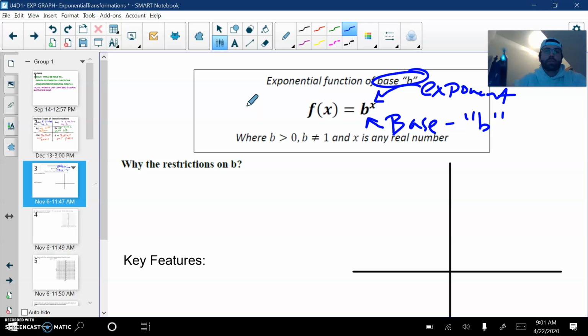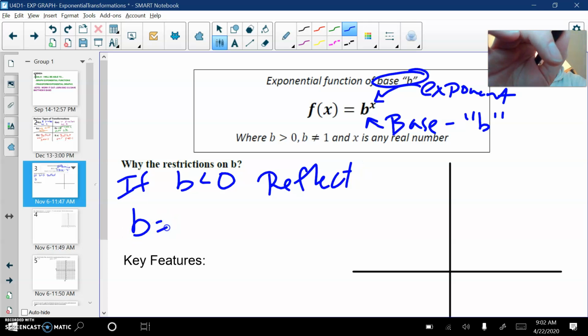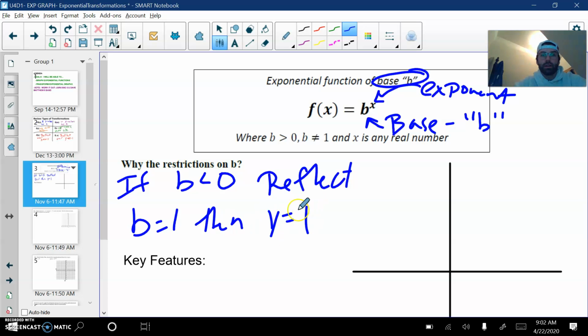All right. So why the restrictions on b? Well, if b is less than 0, if it's a negative number, then there's going to be a reflection. If b equals 1, then y equals 1. And I'll explain what I mean there.